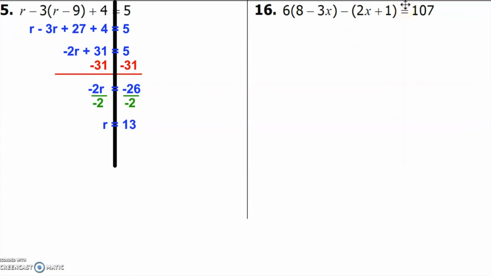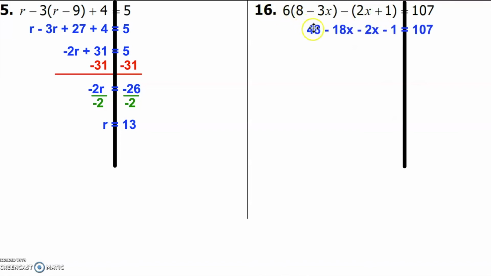In this last example, I'm going to split that equal sign. Notice I actually have two sets of parentheses here. I have to distribute the 6 to this first set, and then I have to distribute a negative 1 to the second set. So 6 gets multiplied by the 8 and the negative 3x. A negative 1 gets multiplied by 2x and positive 1 here.